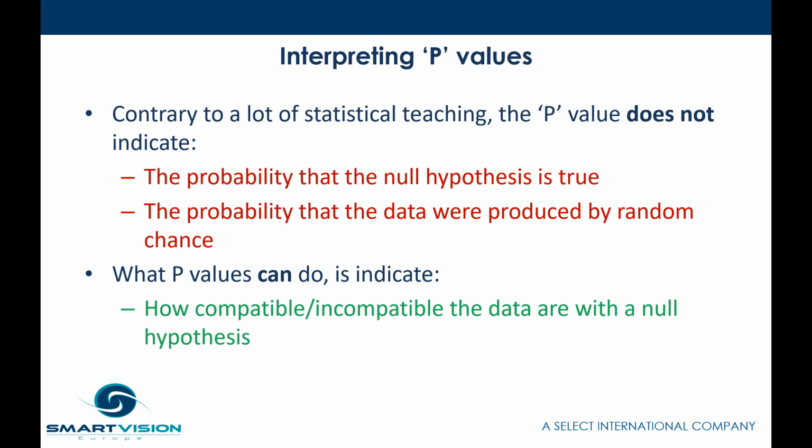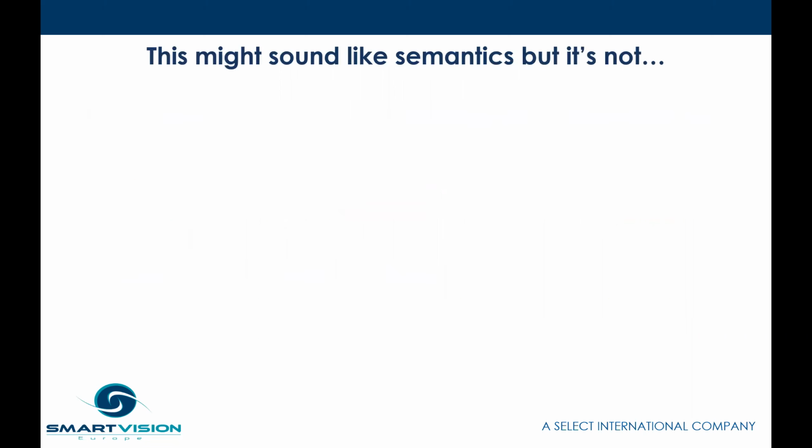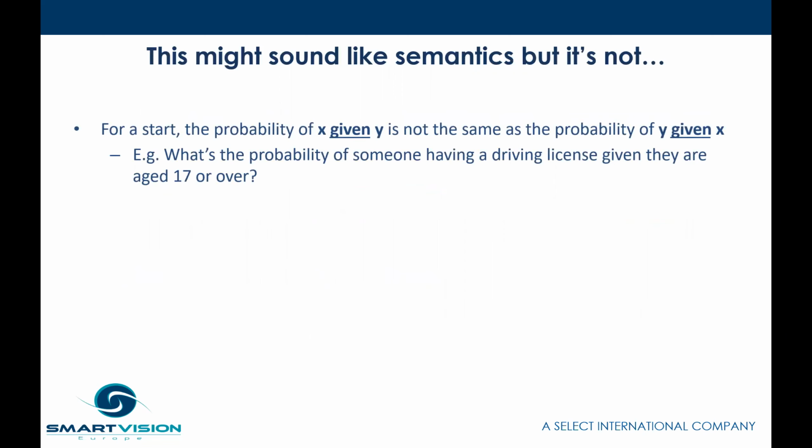This notion that we live in a world where there's no difference or there's no relationship between the variables or the values or the categories that we're investigating. Now, that might sound like semantics. It's not. And the reason is simply that the probability of a given b is not the same as the probability of b given a. And you can prove it.